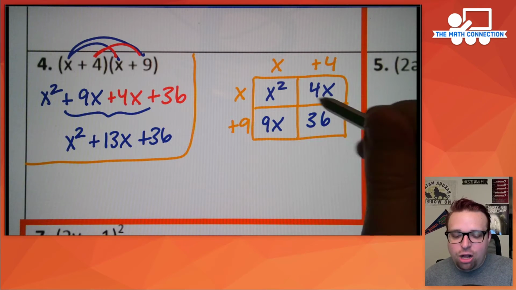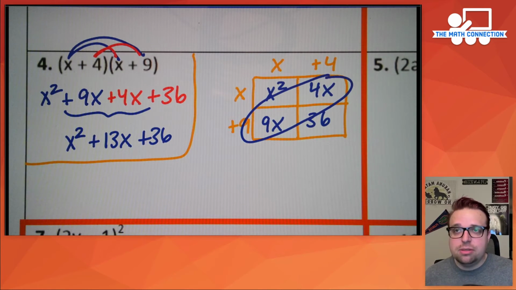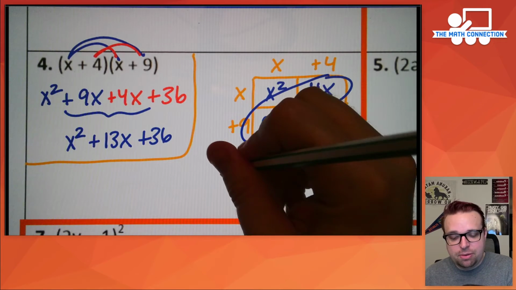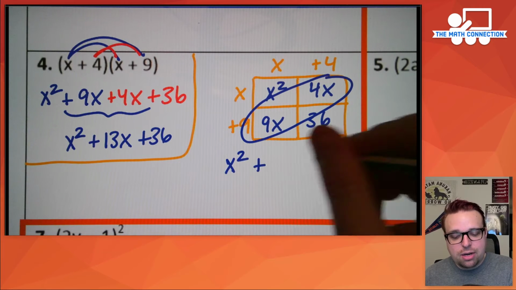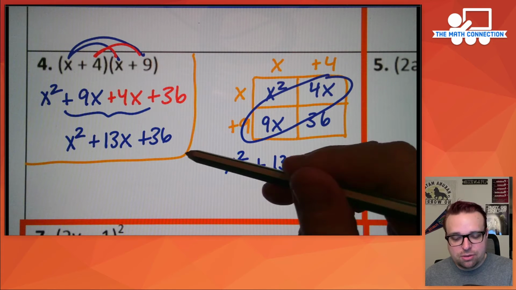Now, you just add all these terms. Are any of them like terms? Yes, they are. These are like terms, so those need to be mushed together. The rest of them are not, so you just add them up. X squared, 9 and 4 is 13x, and then plus 36. Notice how we got the same answer.